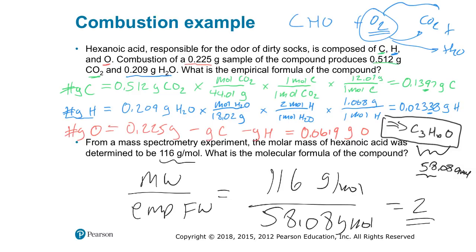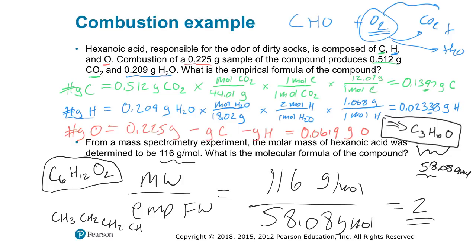And so that would give us a formula of C, 3 times 2 is 6, H, 6 times 2 is 12, and O, 1 times 2 is 2. So C6H12O2. Now, in terms of the structure, in case you're curious, it looks like hexane, where we have CH3, CH2, CH2, CH2. That's 1, 2, 3, 4, 5, and then it goes COOH.